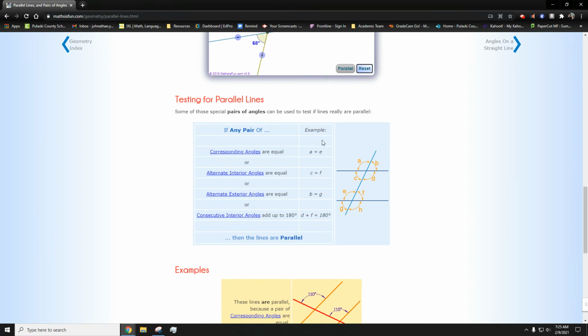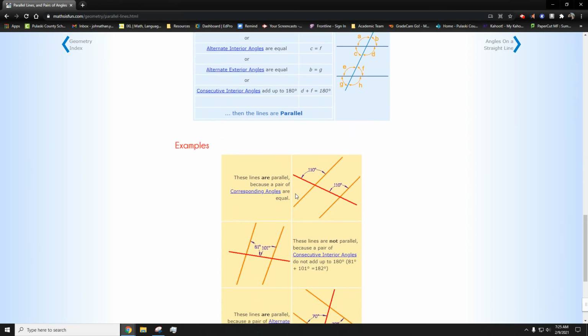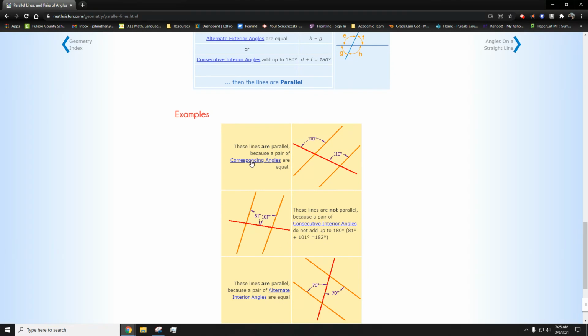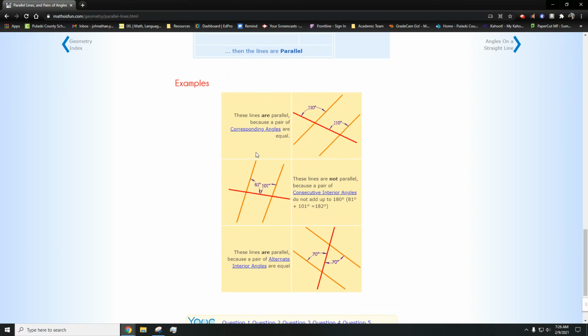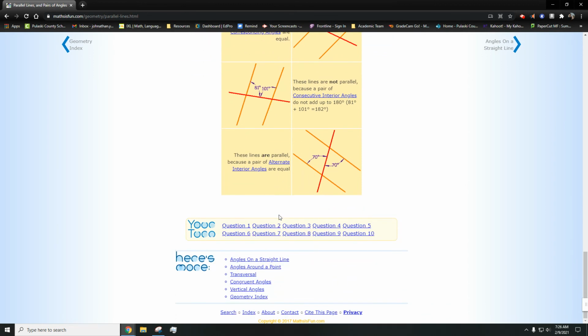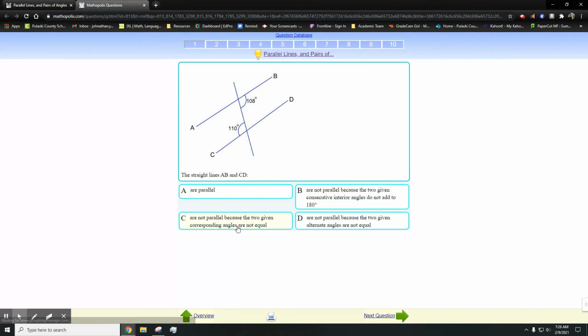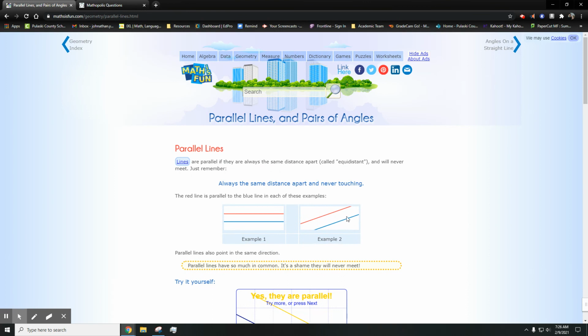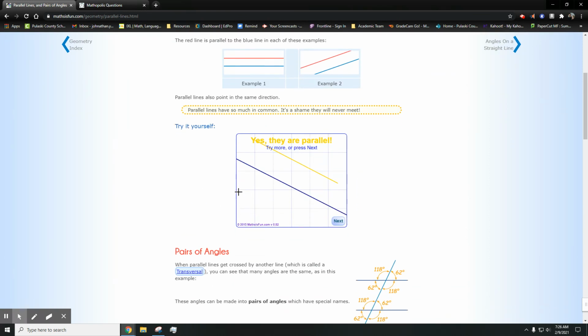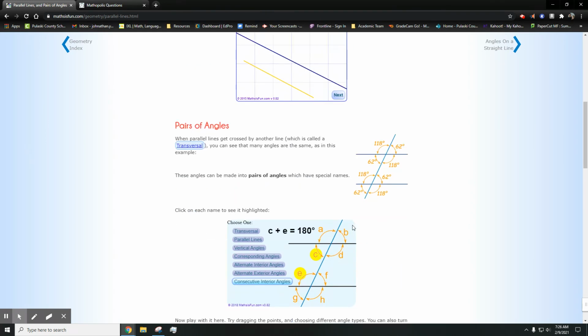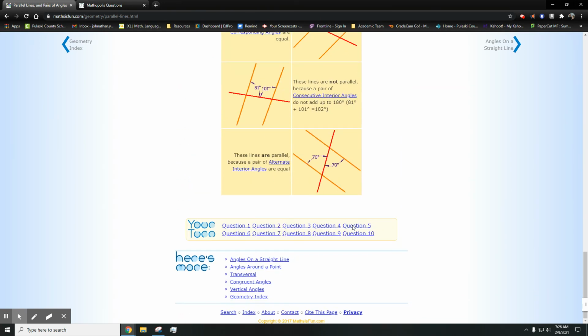And here's just some ways to test and say they're parallel. And then here's the examples of when they are and are not parallel. And some practice questions, I believe. So basically, this website's a good resource to go through and practice the content on your own. There's even, like I said, some little things you can play with, because sometimes it helps to get your hands into things and play around.